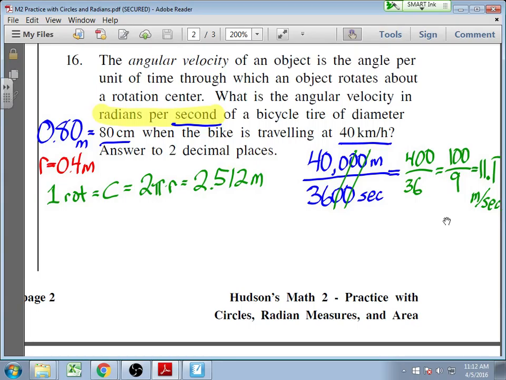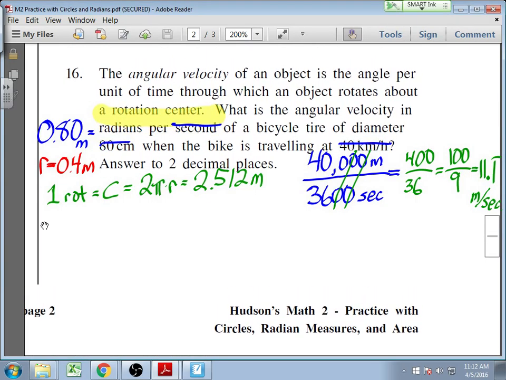How many radians is one rotation? 2 pi, right? So this, the 2.512, I have a green pen. I would like to write 2.512 equals 2 pi radians, right? Because the distance around is a little over 6, right?